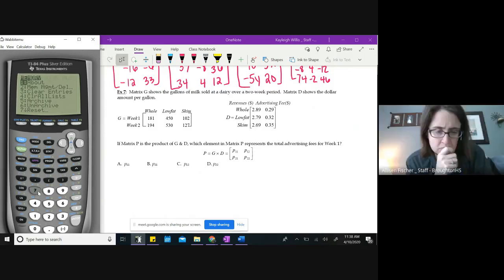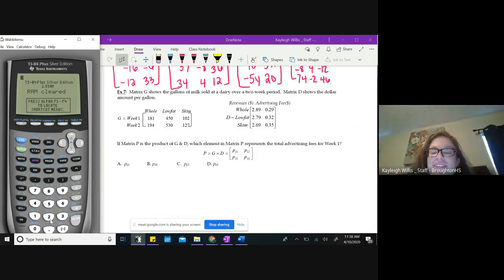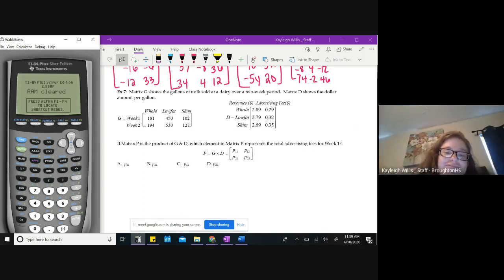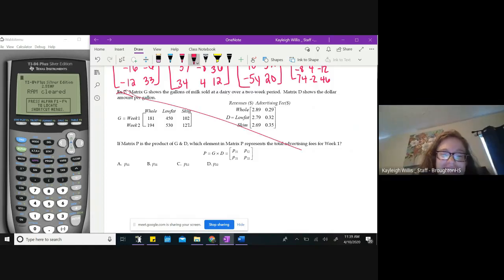I don't think you need to type those all in, Miss Willis. Why? Doesn't it say I need to? Oh, okay, let me reread it. Matrix P is the product of G and D. But I don't have the product. Which element represents the total advertising fees for week 1? Oh, I don't know if we can do this one if we don't understand how to multiply by hand. All right. Well, then there you go. Omit.